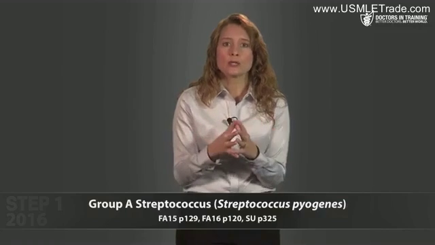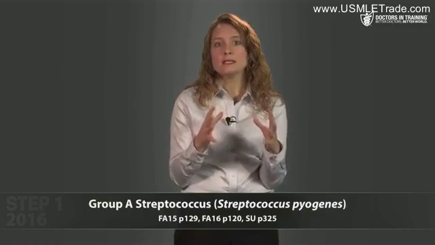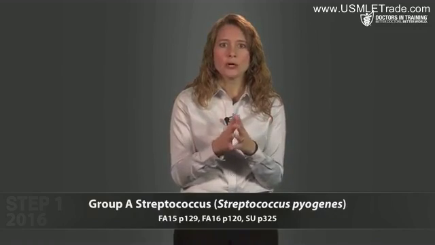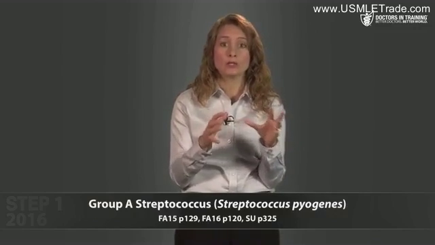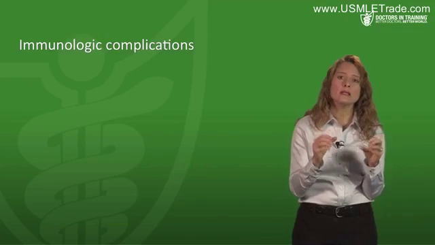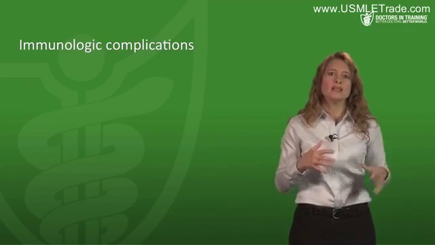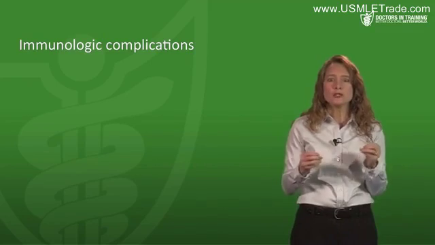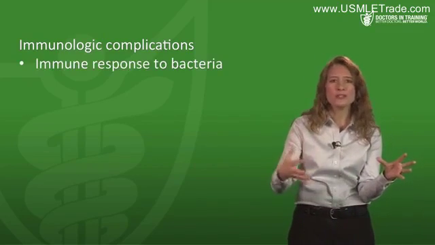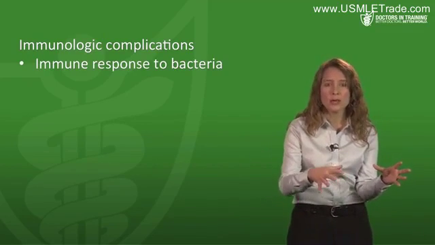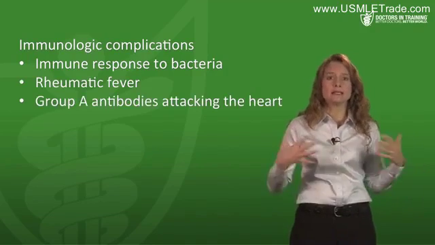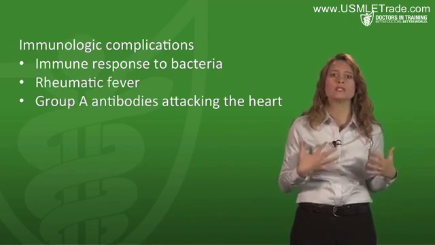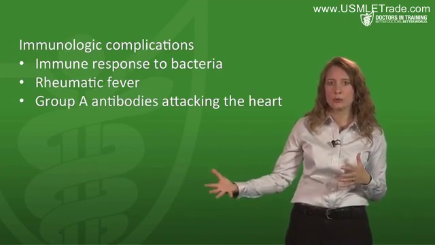Let's finish our Group A strep discussion by talking about its immunological complications. You're going to see this information again in the course, but this is one of those topics that you may want to review a couple of times. Remember that in the immunological complications, tissue destruction is not due to the bacteria itself, but it's rather due to the body's immune response to the bacteria. So in rheumatic fever, you have Group A antibodies attacking the heart, probably because there are antigens in the heart tissue that resemble those of Group A strep.